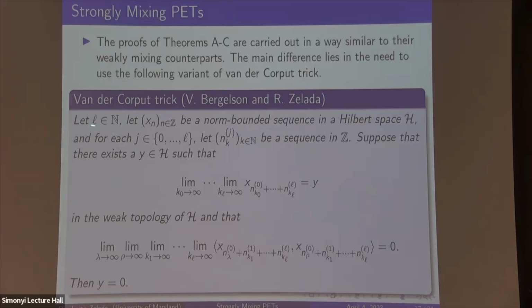So we have an L in N, and we have a bounded sequence x_n in a Hilbert space. We have L plus 1 sequences n_kj. And we have to assume that this limit here goes to y in the weak topology of H, and that this correlation expression goes to 0. Then if all of this happens, that means that y, which is the limit of the sequence that we want, is 0.